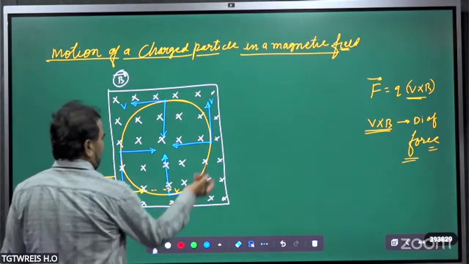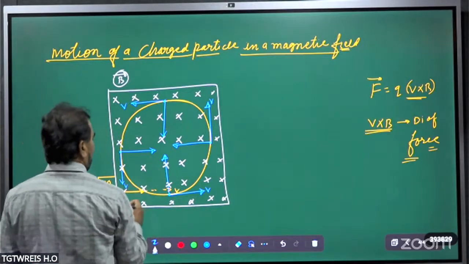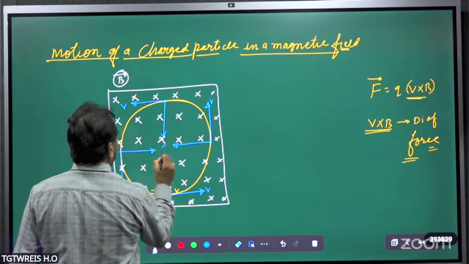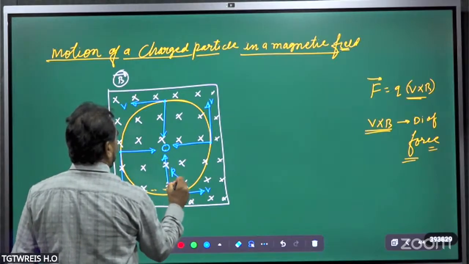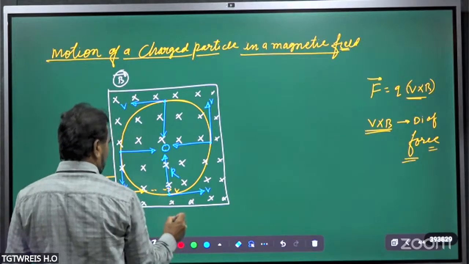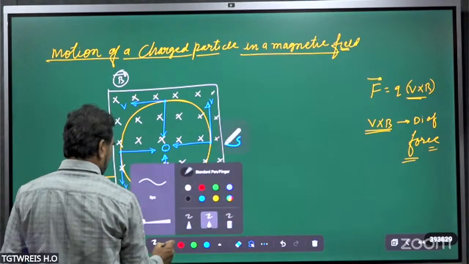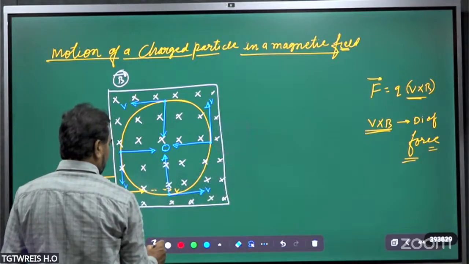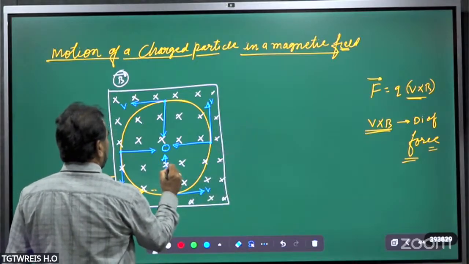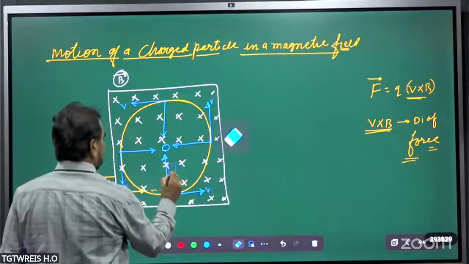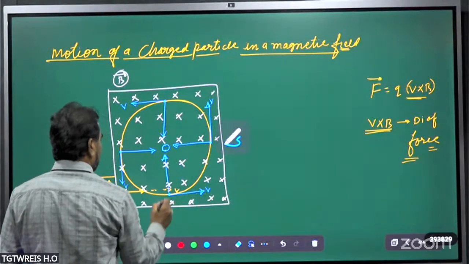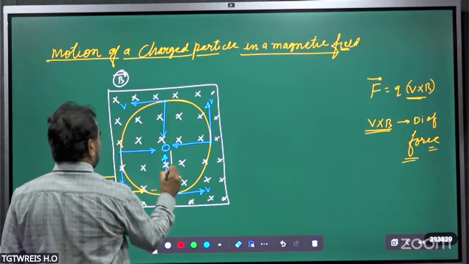How much radius did you take here? The radius of the circle is small r. This is the radius of the circle, small r. Let's take the radius of the circle as small r.